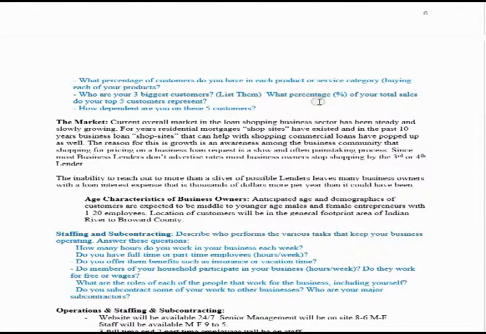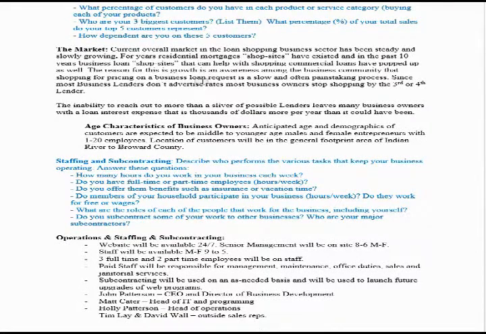For us, we put what the current overall market has been, that has been steady as far as the current overall market in the loan shopping business sector, and for years it's been in existence already. It's for residential mortgages where they can shop. In the past 10 years, business shop sites have emerged.